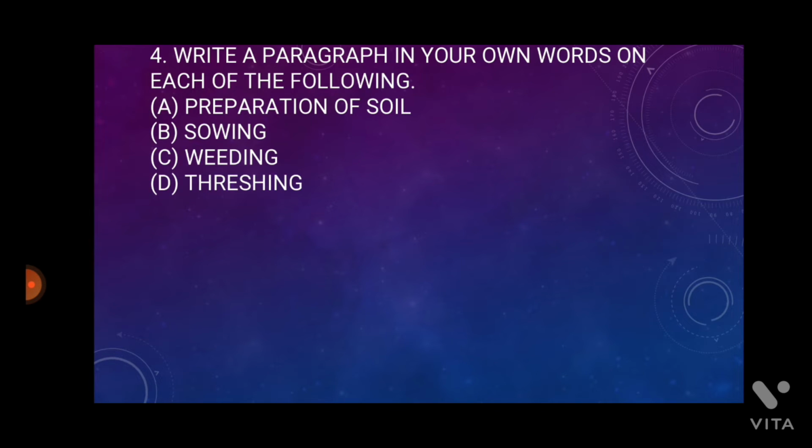Write a paragraph in your own word on each of the following. First is preparation of soil, second is sowing, third is weeding, fourth is threshing.